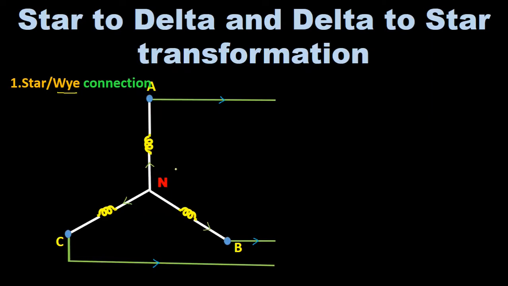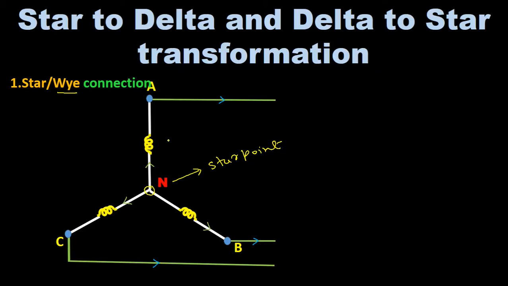Now as I have told you, 3-phase generator consists of 3 windings. So if we connect any one of the terminals of these windings together, then one common connecting point is formed. This common connecting point is called the neutral point, and it is denoted by N. It is also called the star point.